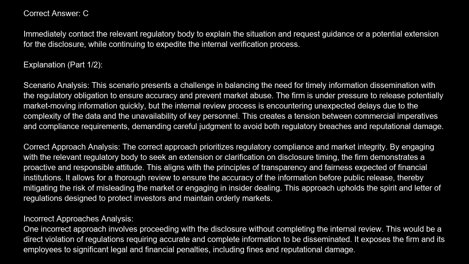By engaging with the relevant regulatory body to seek an extension or clarification on disclosure timing, the firm demonstrates a proactive and responsible attitude. This aligns with the principles of transparency and fairness expected of financial institutions. It allows for a thorough review to ensure the accuracy of the information before public release, thereby mitigating the risk of misleading the market or engaging in insider dealing. This approach upholds the spirit and letter of regulations designed to protect investors and maintain orderly markets.